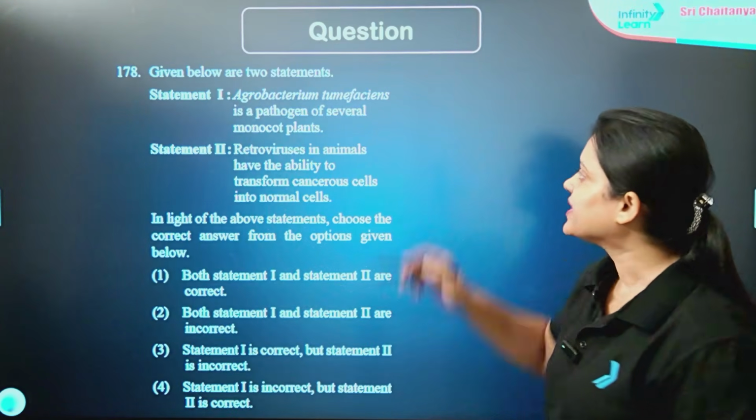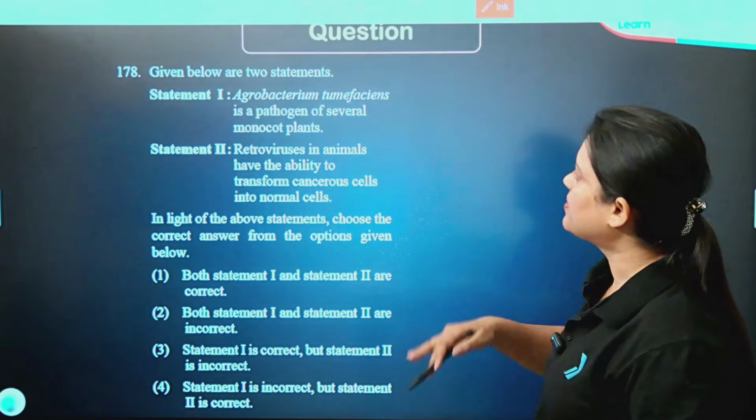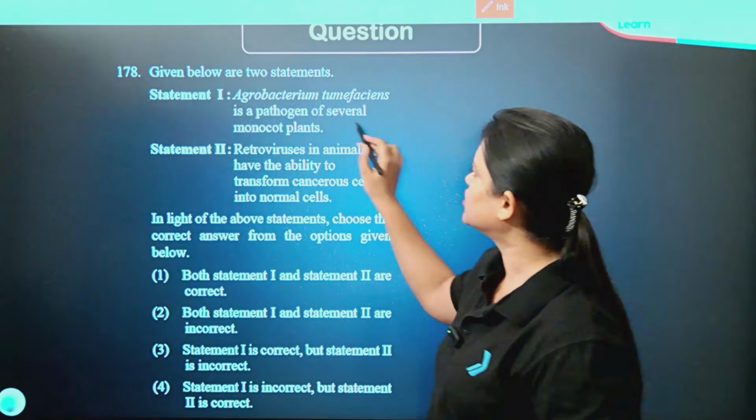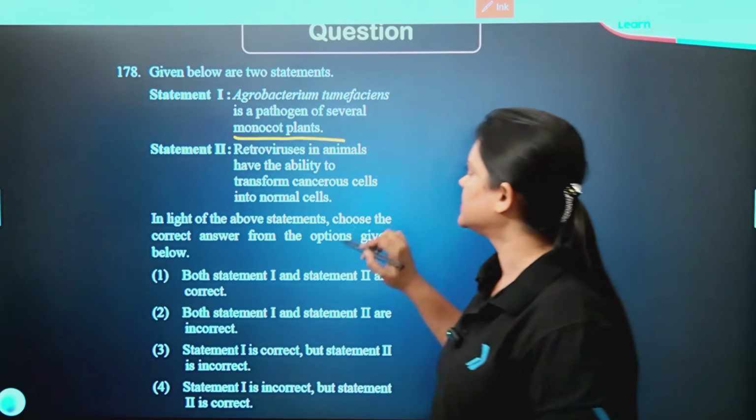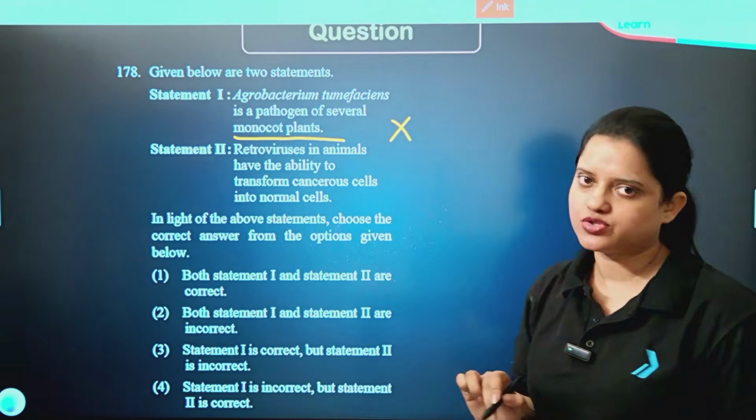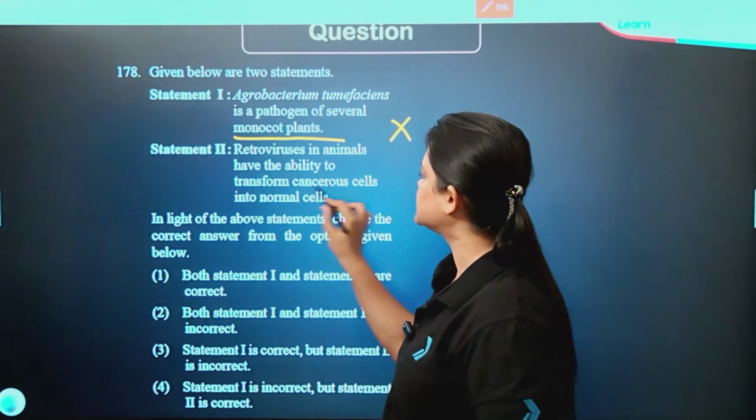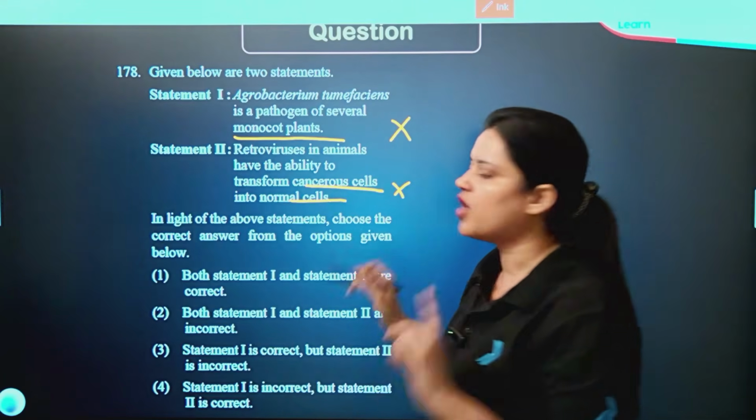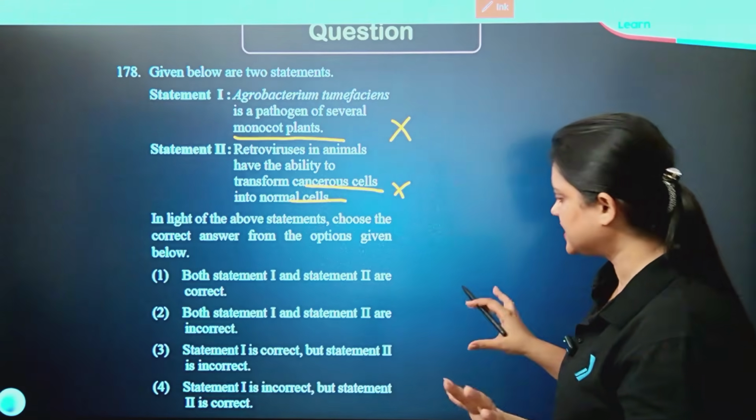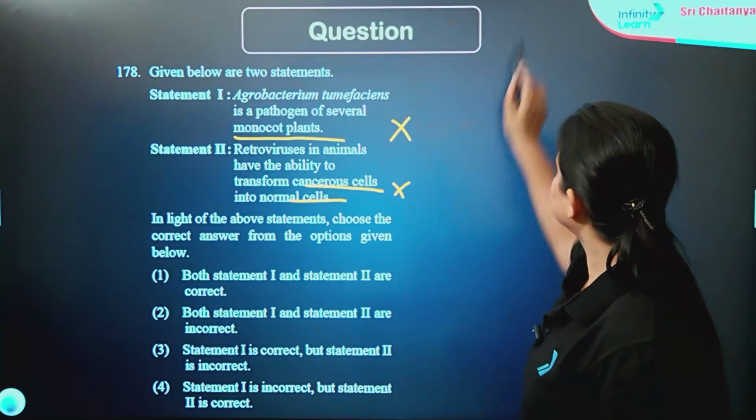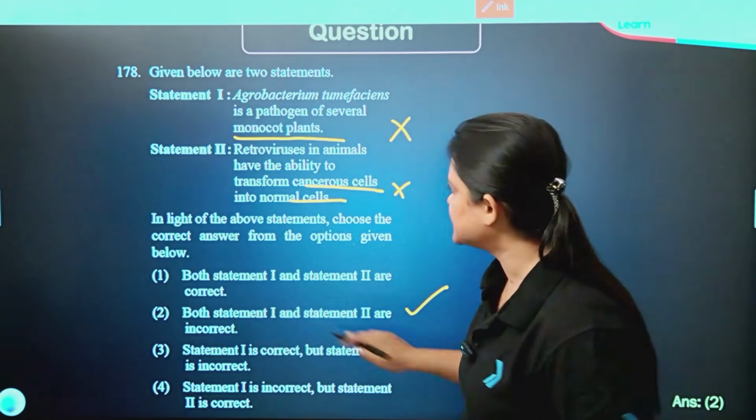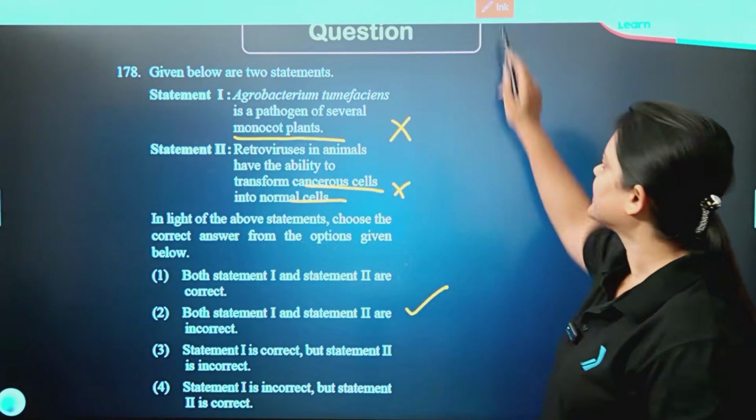Next question. Statement 1 says that Agrobacterium tumefaciens is a pathogen of several monocot plants. So it should be dicot. This is wrong. Retrovirus in animals have the ability to transform cancerous cell into normal cell. No. Normal cell into cancerous cell. Both are incorrect. Okay. So answer here should be 2. Both statements are incorrect. Right.